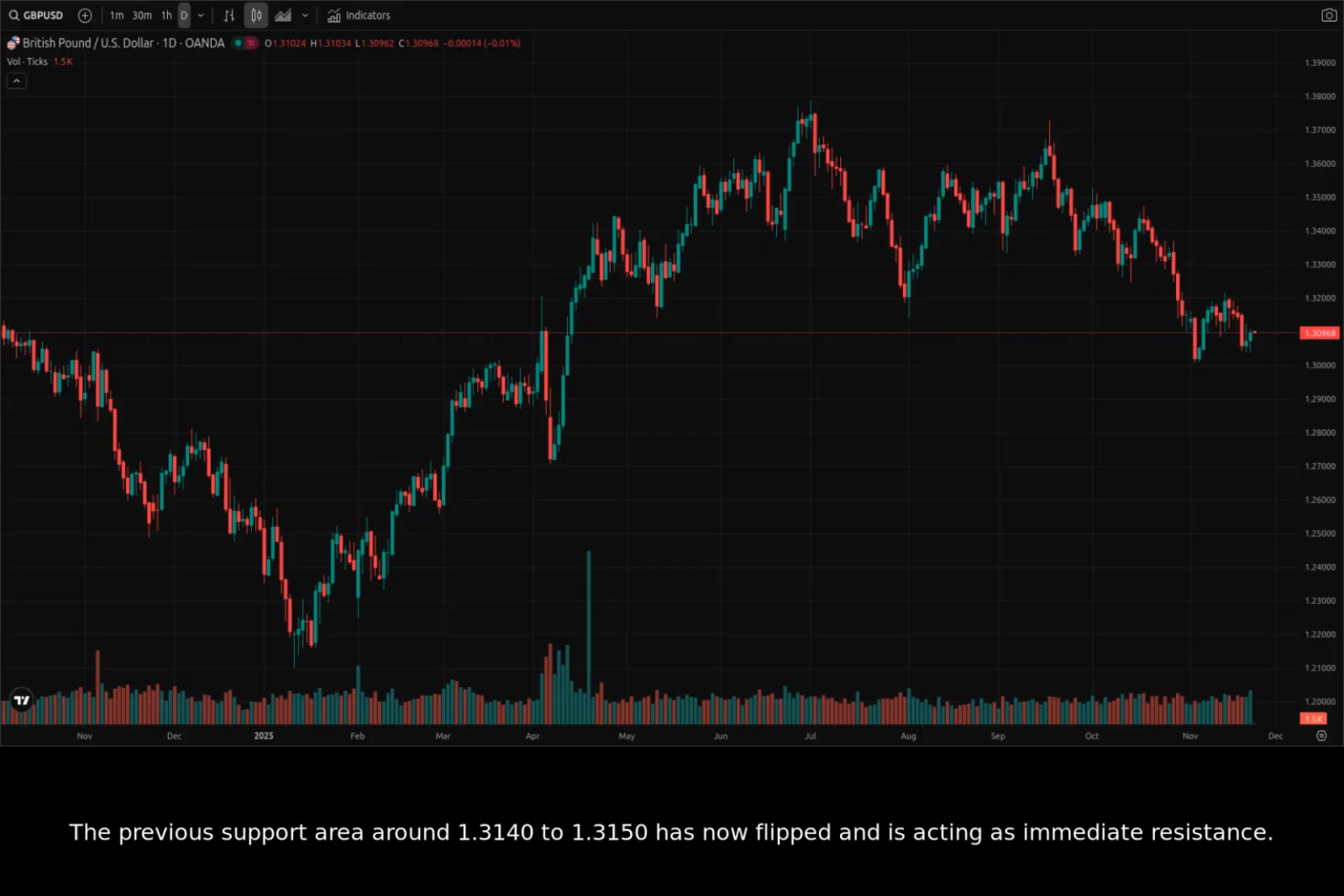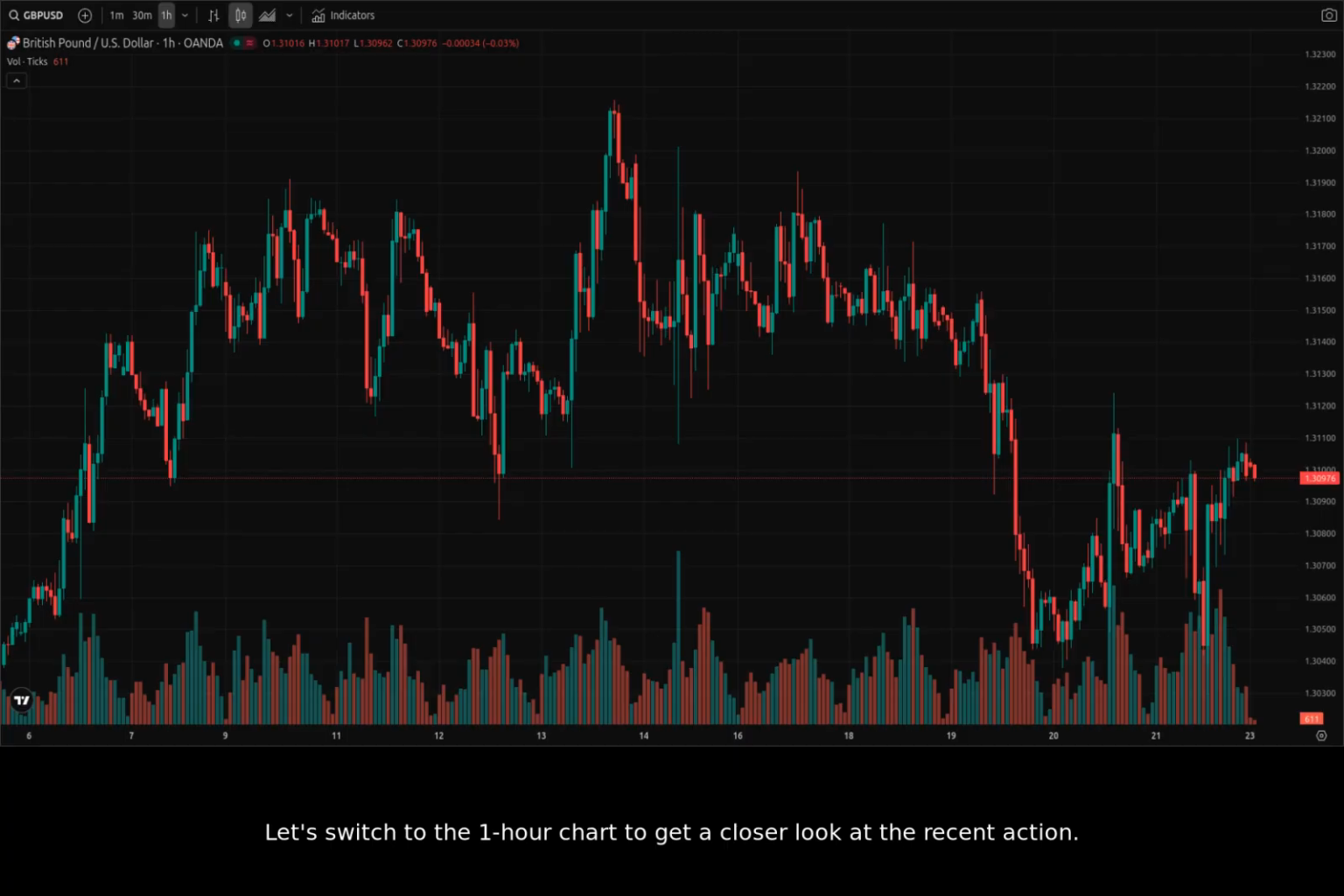The previous support area around 1.3140 to 1.3150 has now flipped and is acting as immediate resistance. Any bullish attempt will need to decisively break and hold above this zone to gain traction. On the downside, the low of that November 19th candle, around 1.3042, serves as the most immediate support level. A break below that would open the door for a test of the major psychological support at 1.3000. Let's switch to the 1-hour chart to get a closer look at the recent action.